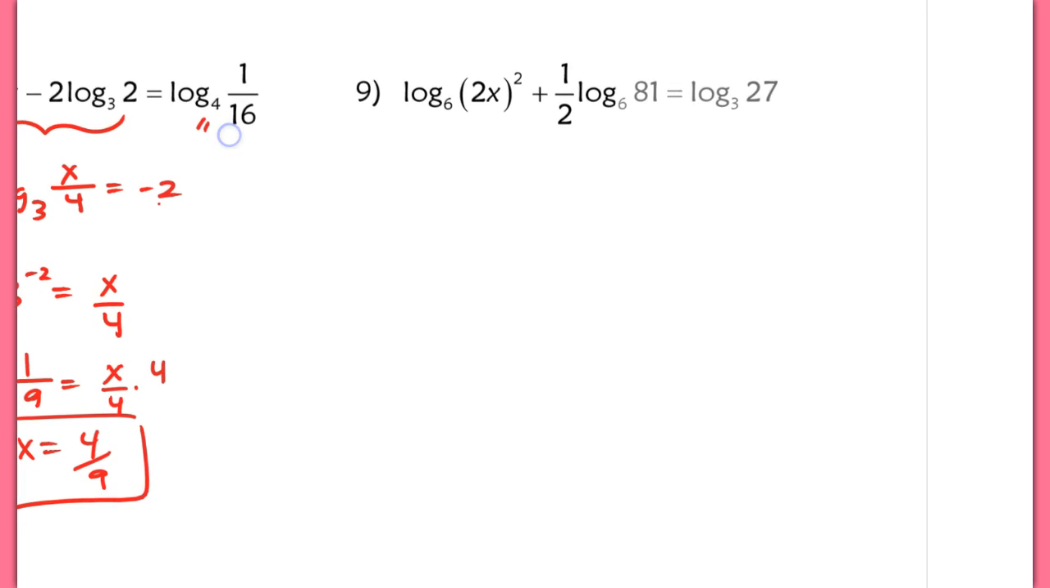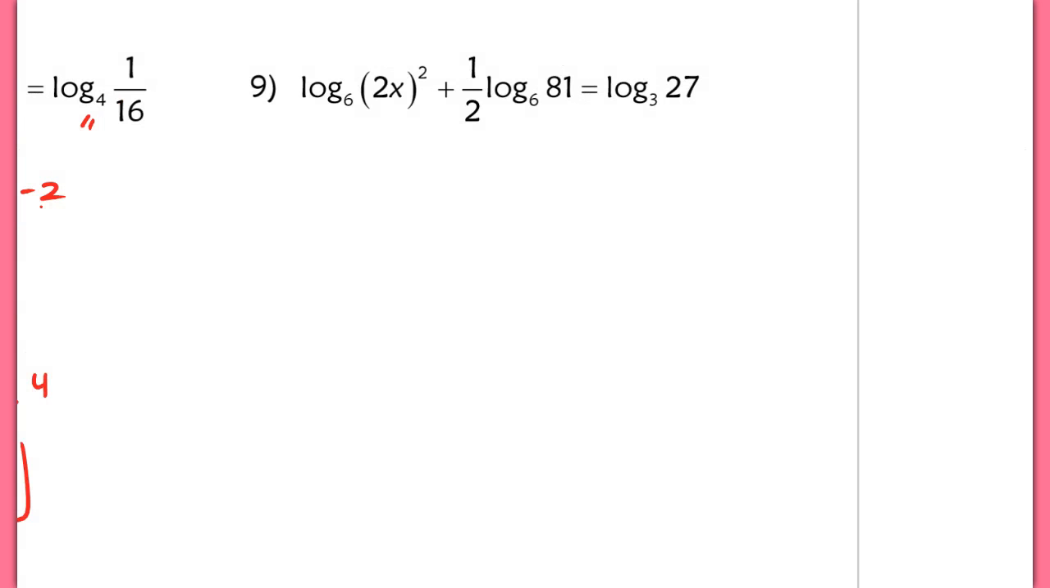Okay, last question for the lesson. On the left-hand side, I have a log with base 6. On the right-hand side, I have a log with base 3. So I'm going to work to simplify the left-hand side and condense this. So I have log base 6 of 2x squared, so I'm going to make that 4x squared, plus log base 6 of 81 to the 1/2 power. So 81 to the 1/2 power is taking the square root of 81, so that's going to be 9. So log base 6 of 9 equals log base 3 of 27, which I will then simplify to equaling just 3, right? If I evaluate log base 3 of 27, that would equal 3.